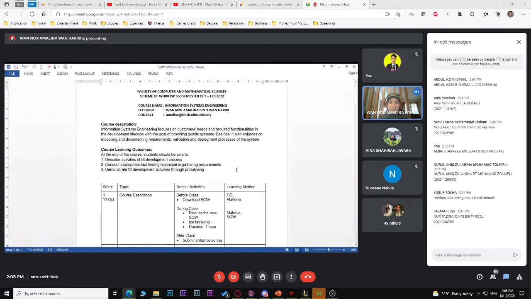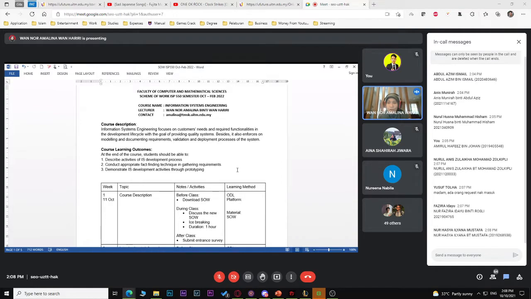And thirdly, to demonstrate information systems development activities through prototype, which means that at the end of the semester, when you are presenting your prototype, you will be assessed not only on the product, but also on the process that you have gone through. We are not only looking at the product per se. The process is as important as the product. Why is the process so important? Because the process will ensure that you deliver a quality product.